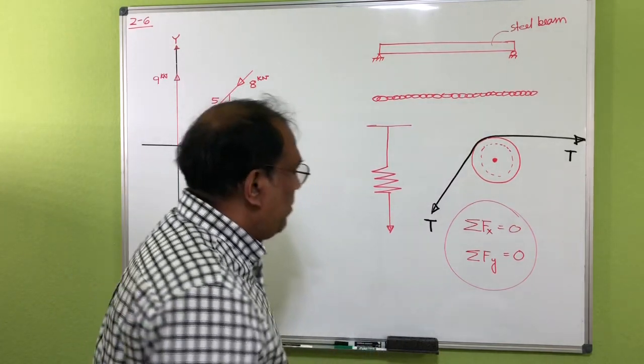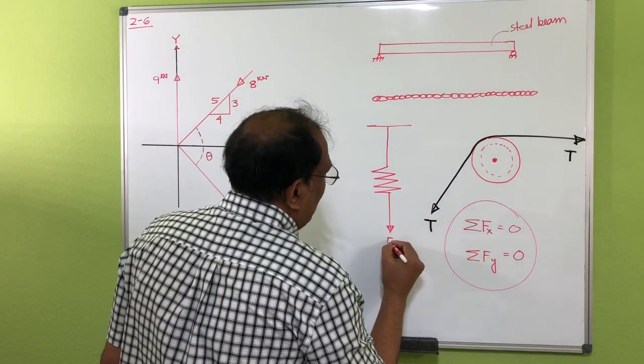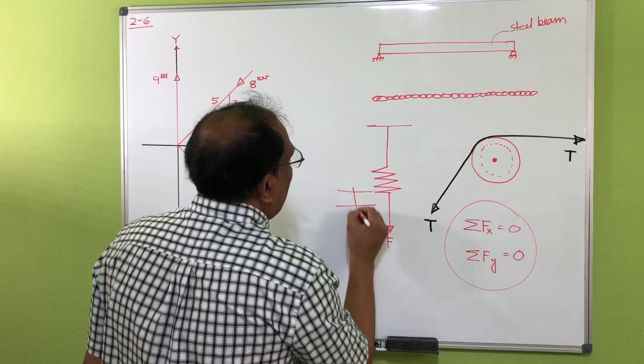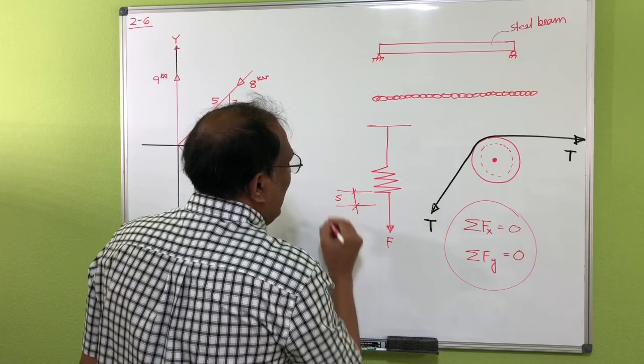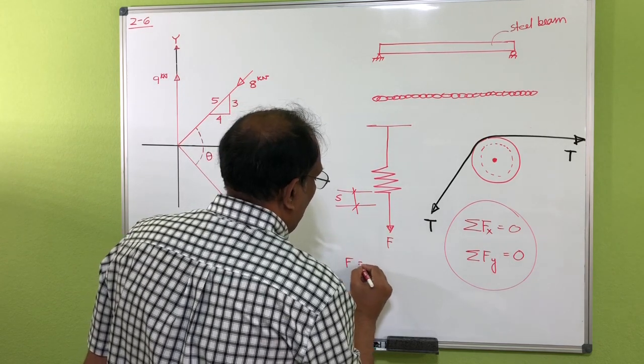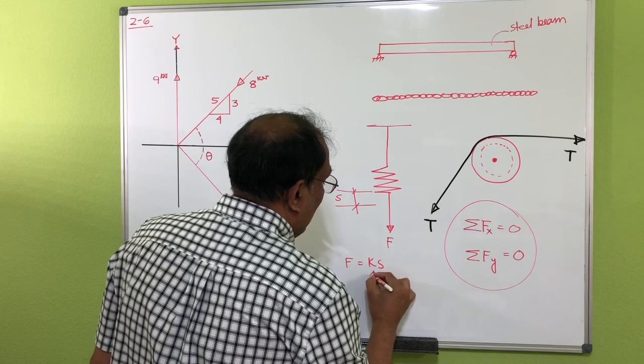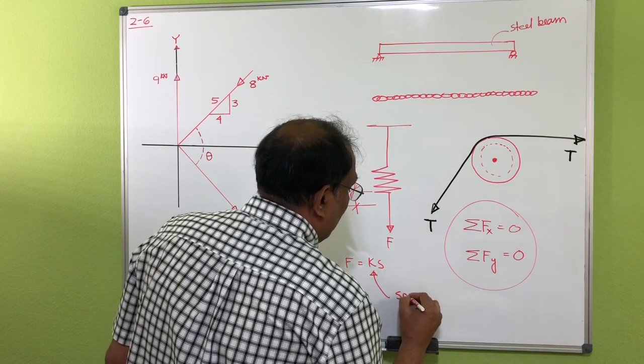We can also see that we are using springs in this chapter. If you apply any load F here, you will see the spring move from here to here. If this distance is x, then F is equal to kx, and k is called the spring constant.